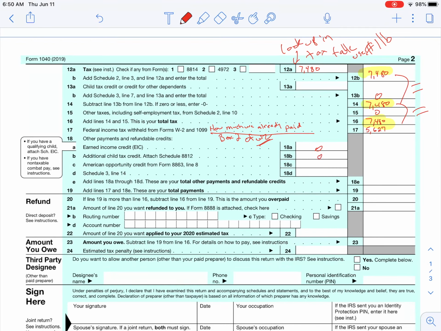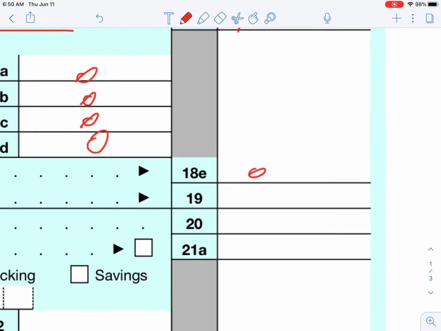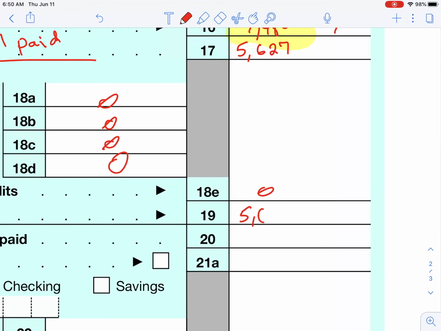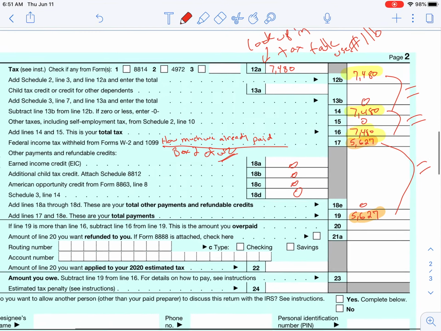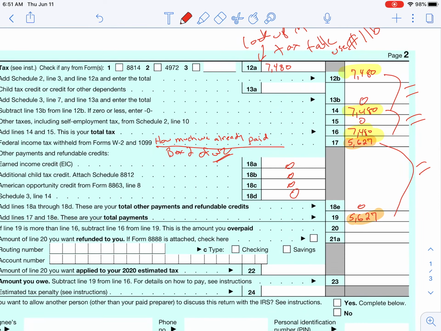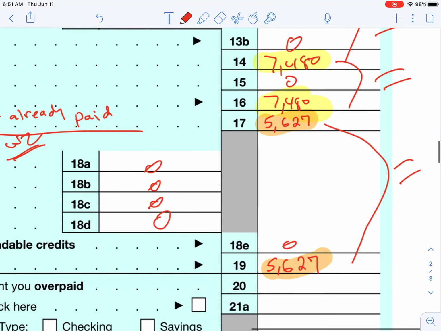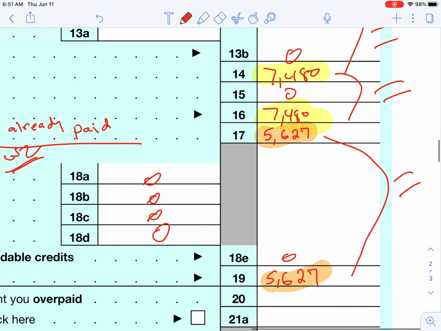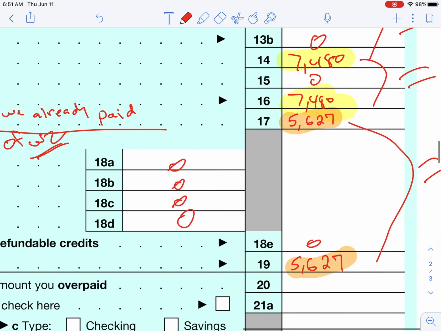All right. Again, I can give you a little hint. These are all zeros. We're going to add up these, which is 0. Your total payments, 5,626. Sorry, 5,627. Again, this and this will equal. Now, we're going to see how much we owe or whether we're getting a refund. If we pay too much, we get a refund. If we owe, then we have to pay.